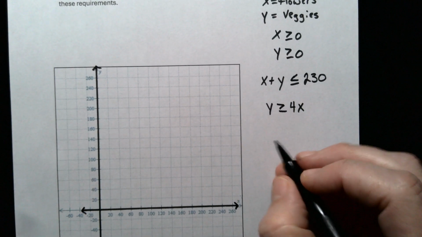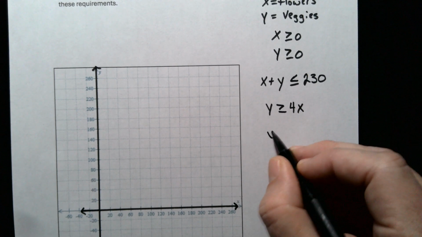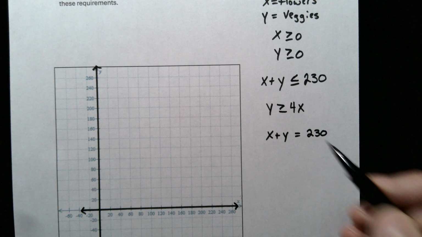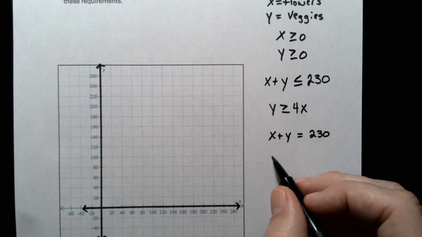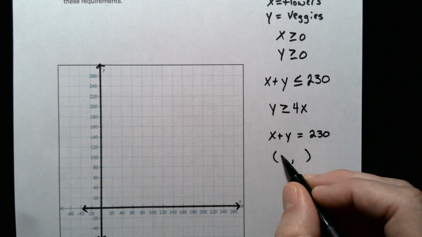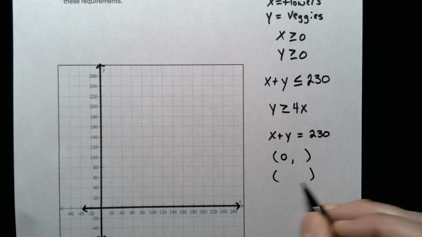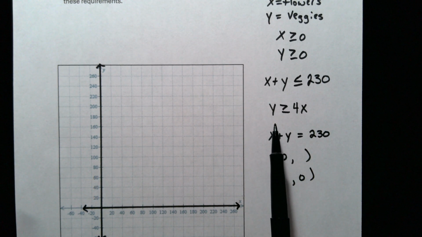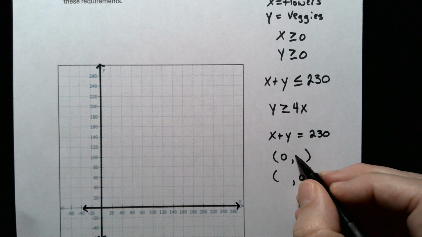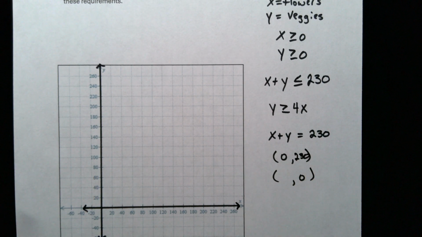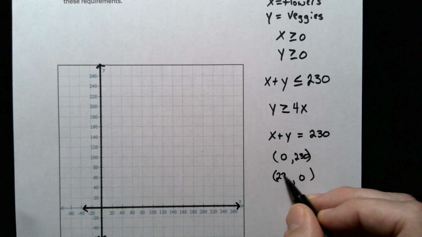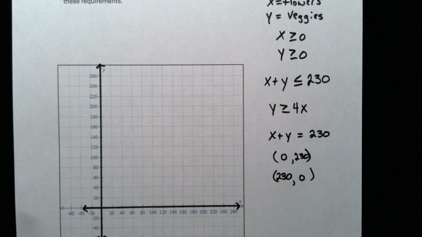Okay, so let's do the x plus y is equal to 230 for graphing purposes. I'm dropping the inequality for a second. And I'll do the same thing that I did on the other problems. I'll plug in a 0 for x, and I'll plug in a 0 for y. If you plug in a 0 for x, the 0 goes away, and you get y is equal to 230. And the same thing happens for x. If you plug in 0 for y, then x is equal to 230. Okay, so let me graph those real quick.